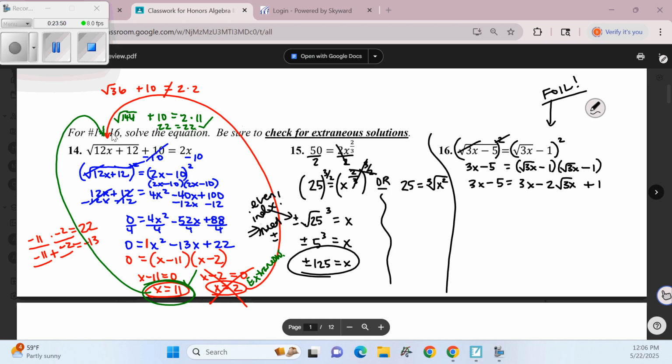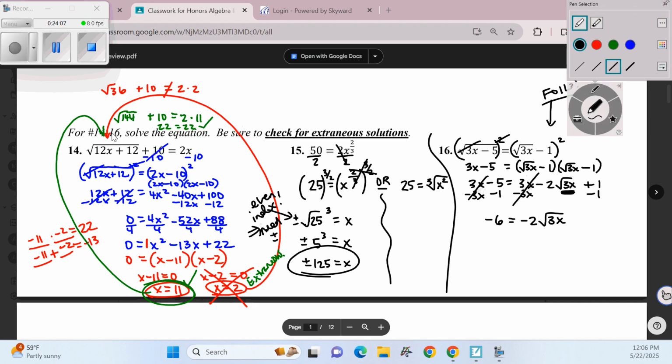Combining like terms and trying to now get our remaining radical all by itself. The good news is when we subtract off this 3x, that's wonderful. Then subtracting off the 1, we've got negative 6 equals negative 2 square roots of 3x. Please be very careful and note that we can't just add the 2 over because it is connected by multiplication. So we would have to divide off the negative 2. This leaves us with a positive 3 is equal to the square root of 3x.